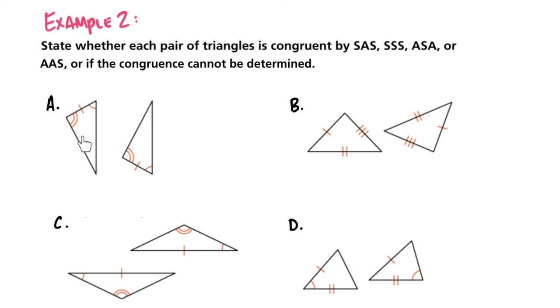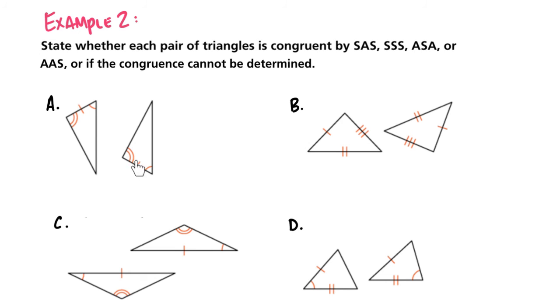On A, we notice that I have two angles and then the side that connects them on this triangle on the left. So right away, the way it's marked now makes me think about angle side angle because I have two angles and then the side that's between them. And if I look at the triangle on the right, I have the same situation.